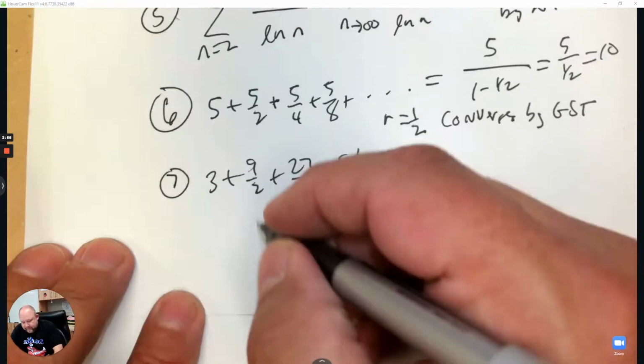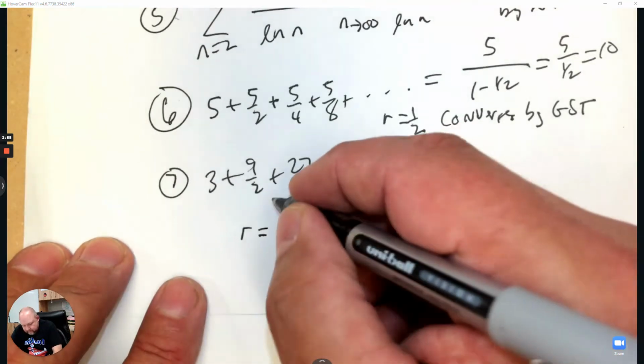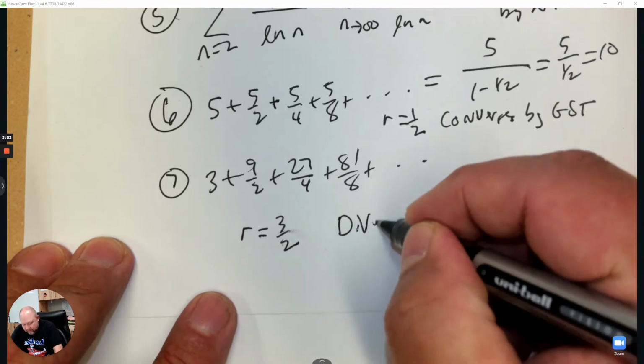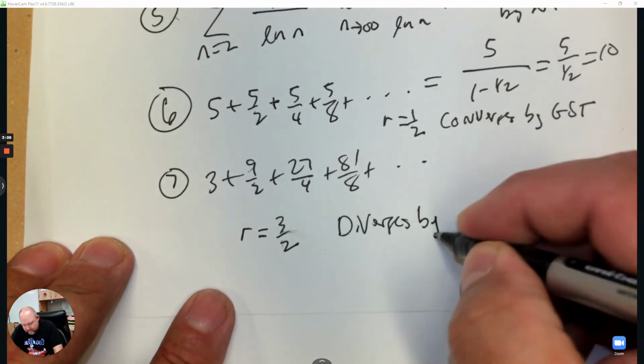Number 7, this common ratio is 3/2. That's what you're multiplying. Because it's bigger than 1, this diverges, and there's no number defined.